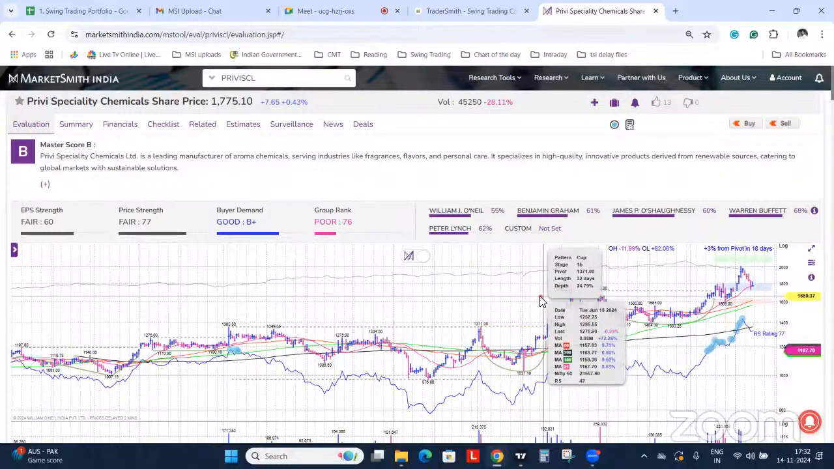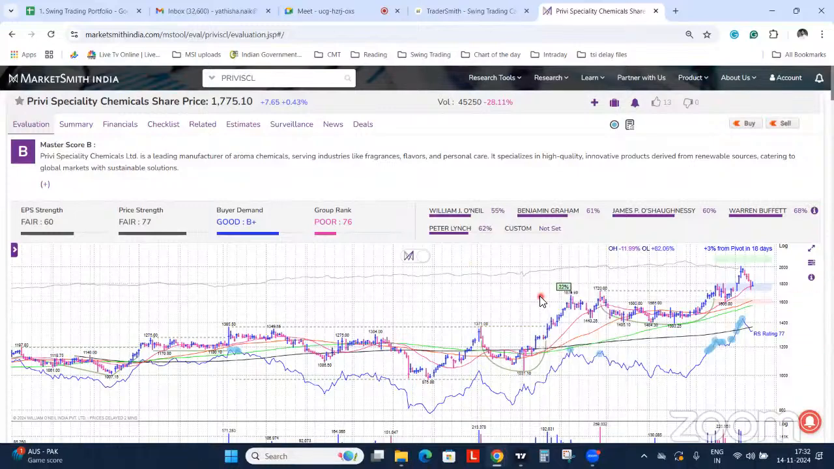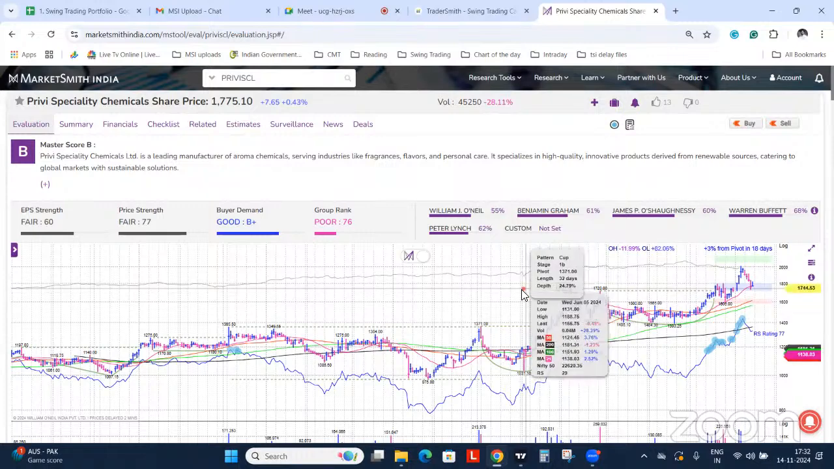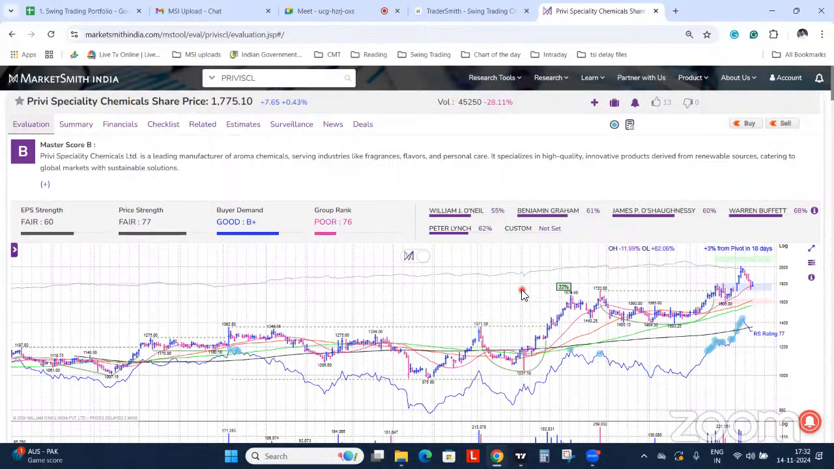So we have a disclaimer: the Market Smith team has already covered this stock in the Diwali report preview. After that, a good move happened and now it is sideways. So maybe that was for the next 12 months, so that is a different ball game.